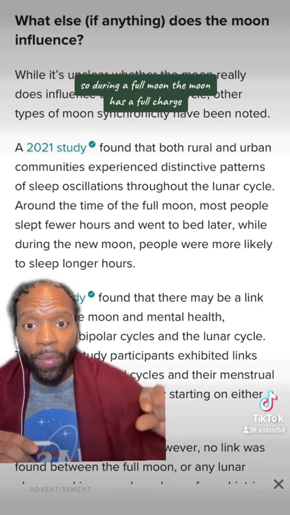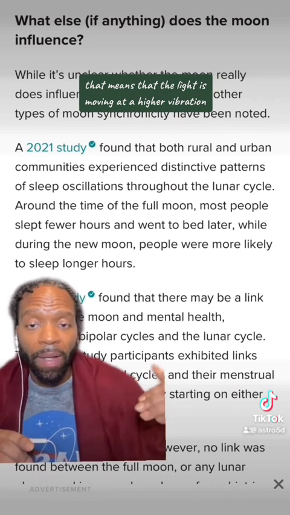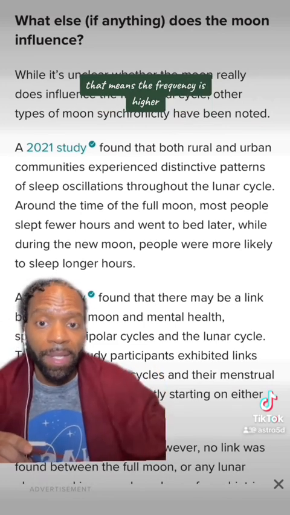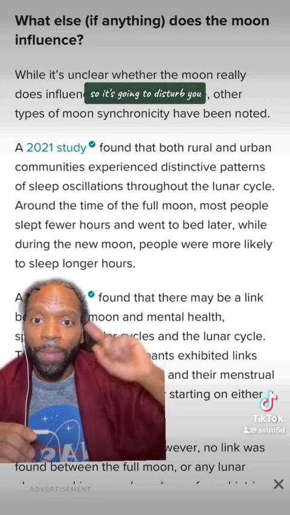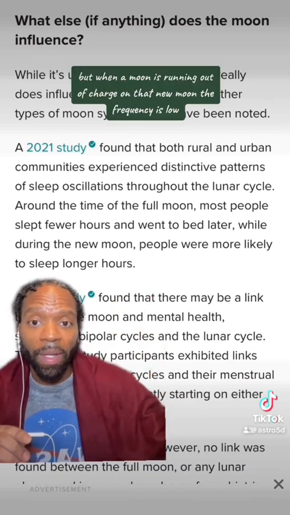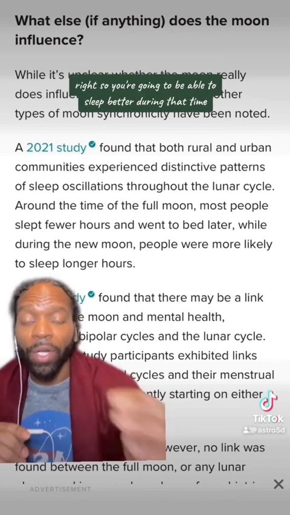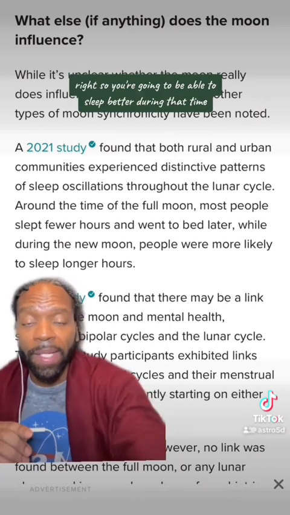So during a full moon, the moon has a full charge. That means that the light is moving at a higher vibration. That means the frequency is higher, so it's going to disturb you. But when the moon is running out of charge on that new moon, the frequency is low, the light vibrations are low, right? So you're going to be able to sleep better during that time.